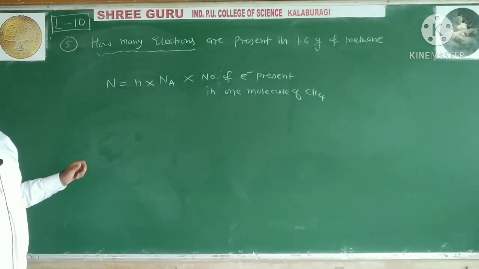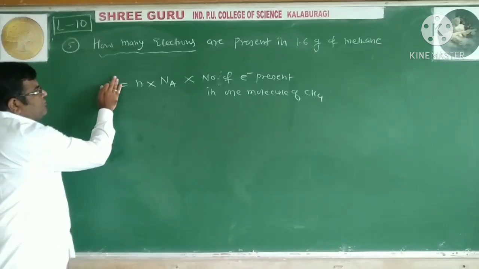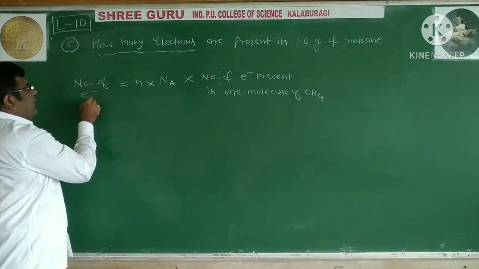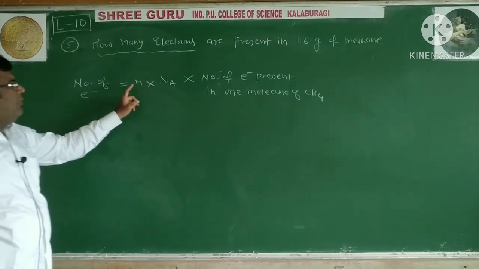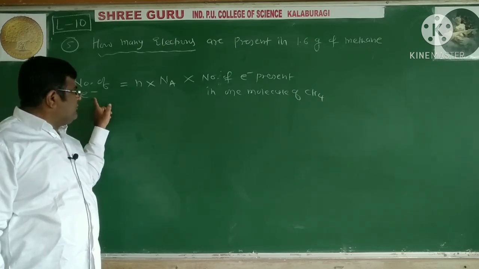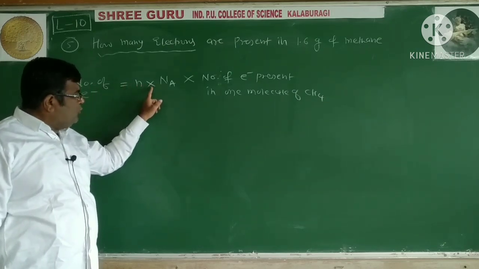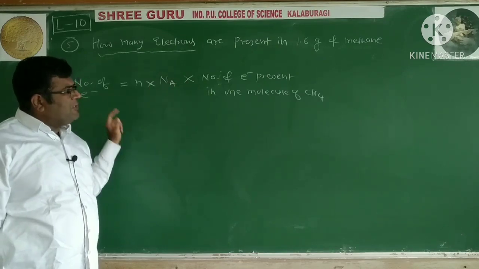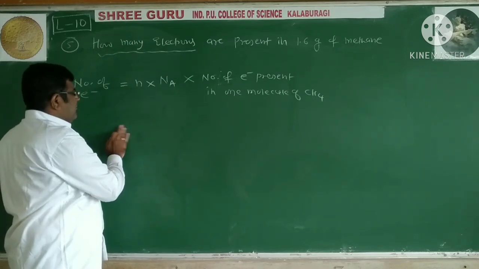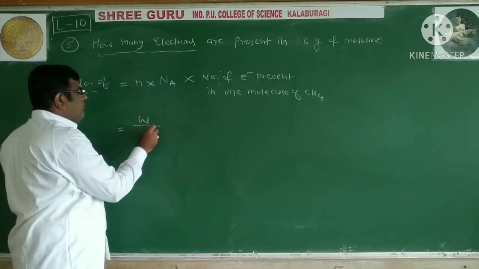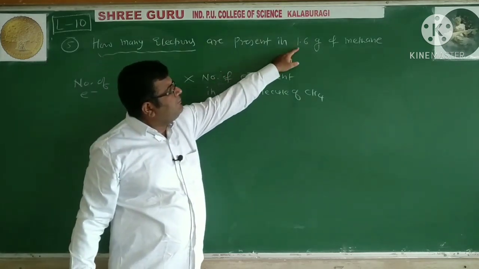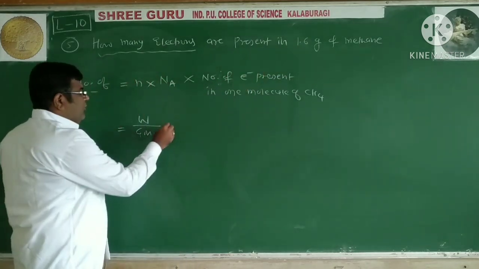So this we can now change as number of electrons, because we have multiplied with this, that's why we have changed this term. Number of electrons is equal to number of moles into Avogadro number into number of electrons present in one molecule of methane. So what is this number of moles? This is nothing but mass by gram molecular mass, because mass is given. That's why we can use this formula.